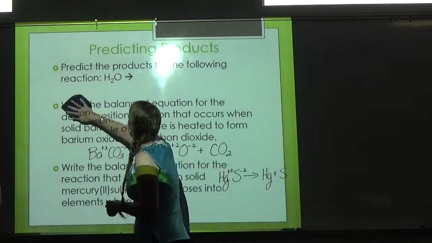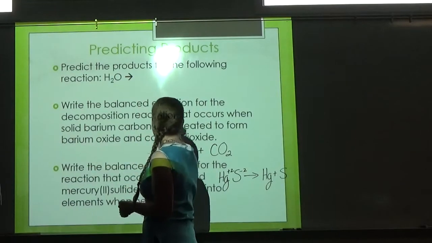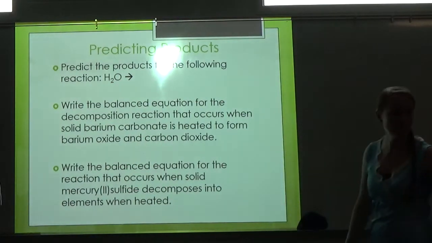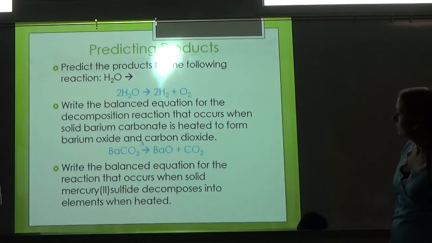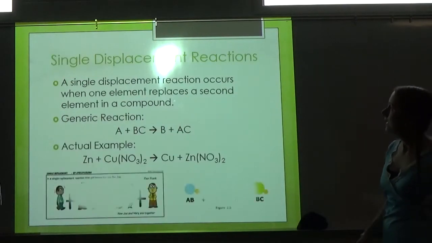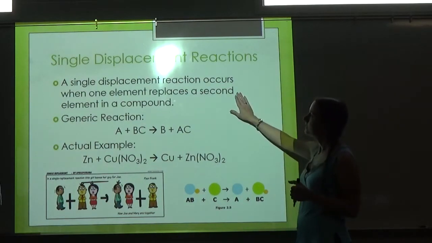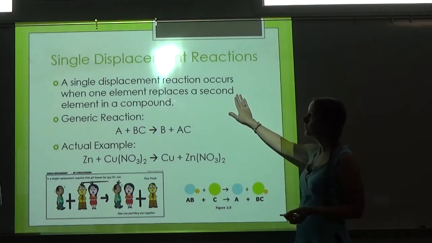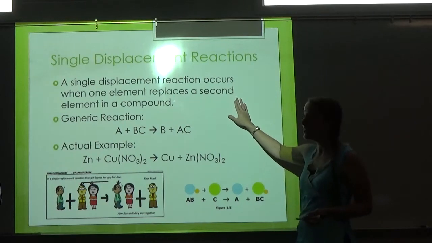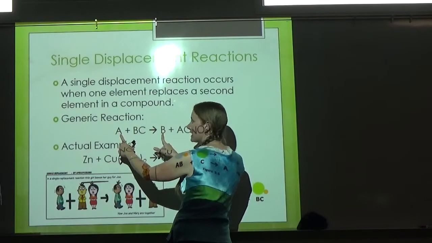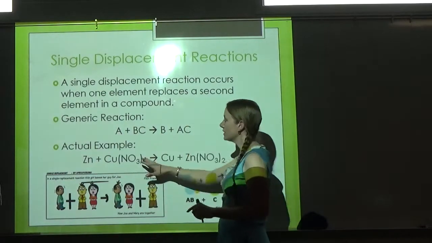So let's move on to the next type, which is single replacement or single displacement. It depends on what book you're looking at. In a single displacement reaction, one element replaces a second element in a compound. So what you're going to see is something single on both sides, like it's not bonded. Here's an actual example.